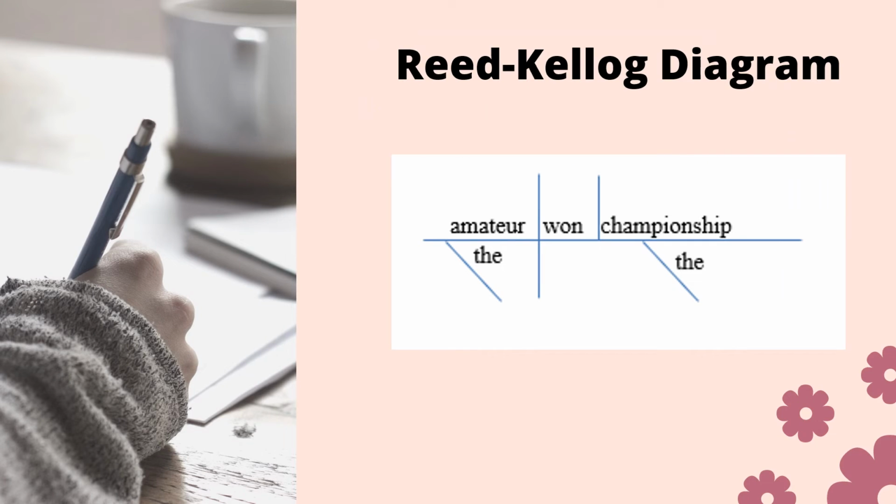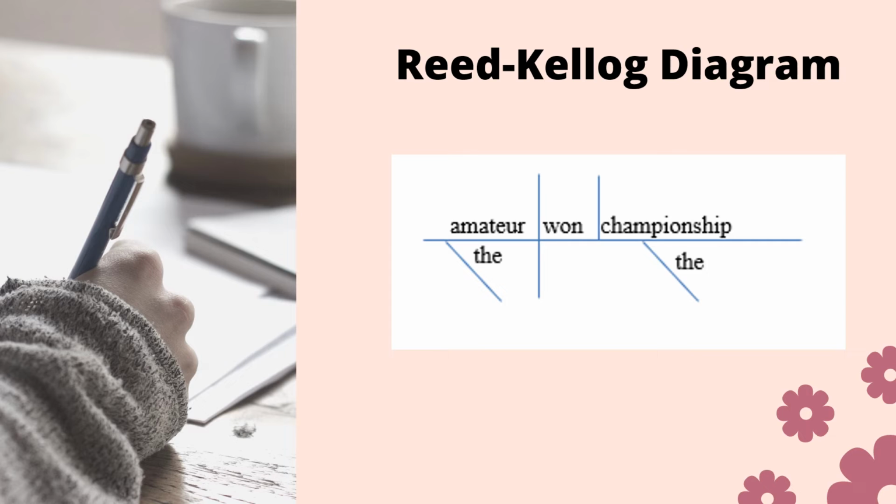Okay, we go to the Reed-Kellogg diagram. What do you think of this kind of Reed-Kellogg diagram? Look at it, it is a simple sentence: The amateur won the championship. And then this diagram begins with a horizontal line. Yeah, this is the horizontal line. And then put the subject on the left, followed by the verb, and separated by a vertical line.